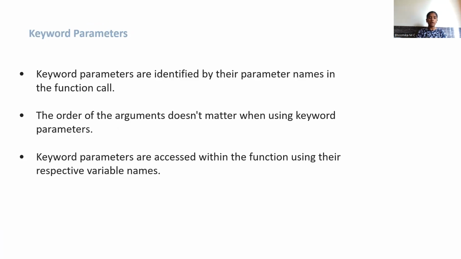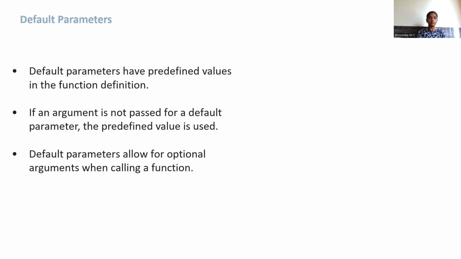Keyword parameters. Keyword parameters are identified by their parameter names in the function call. The order of the arguments does not matter when using keyword parameters. Keyword parameters are accessed within the function using their respective variable names.